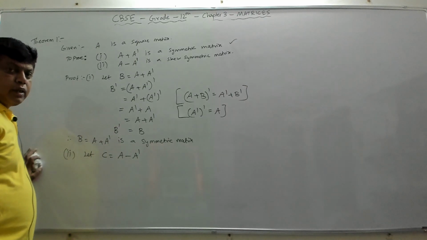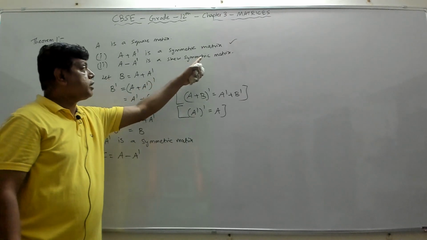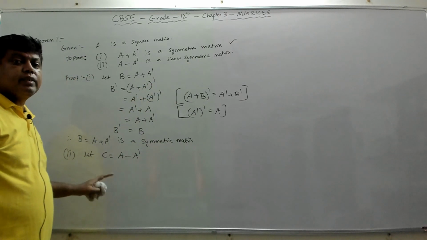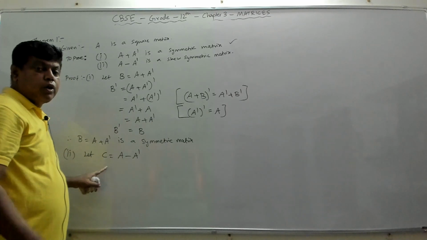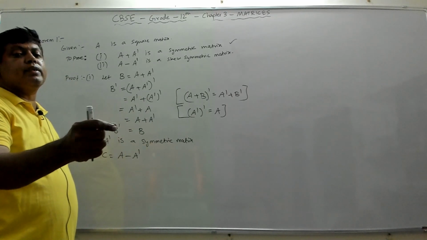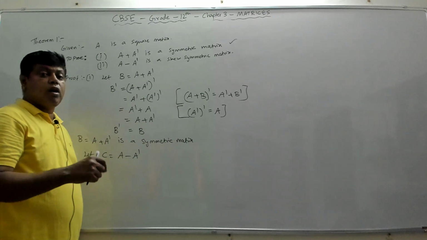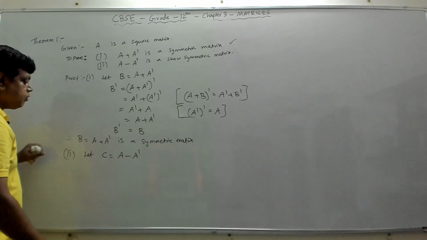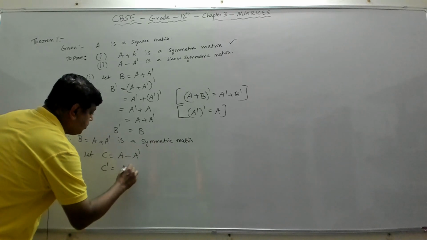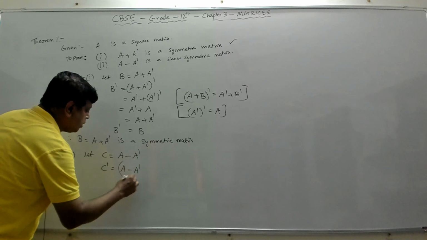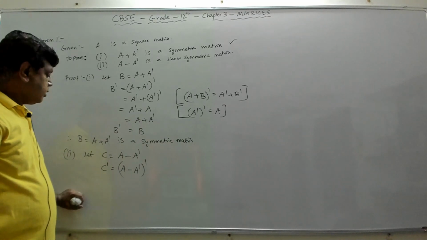Now, to show that A minus A transpose is a skew symmetric matrix, we have to prove that C is a skew symmetric matrix. And to prove C is a skew symmetric matrix, we have to prove that C transpose is equal to minus C. If C transpose is equal to minus C, then C is called a skew symmetric matrix. Let's find what is C transpose. Now C transpose is equal to A minus A transpose, the whole transpose. That is your C transpose.